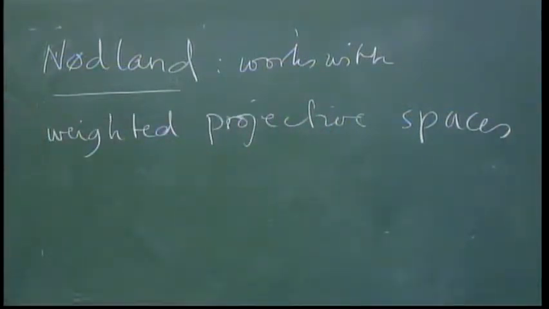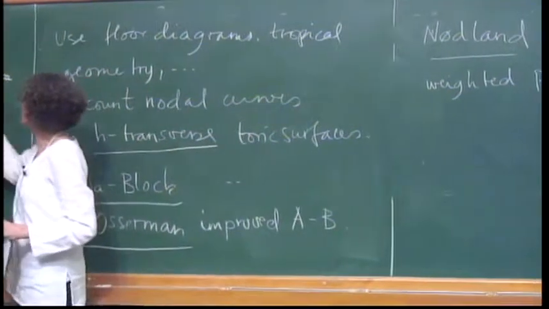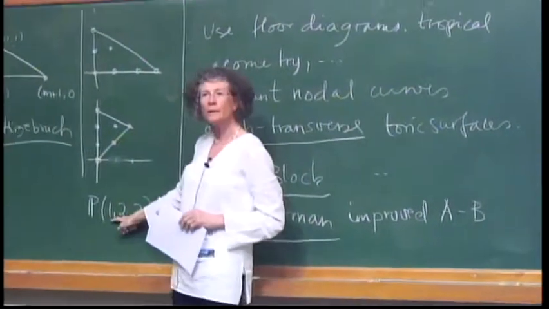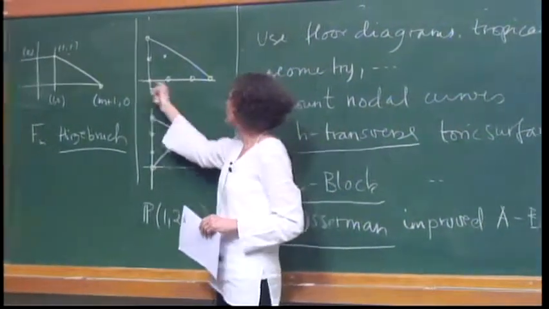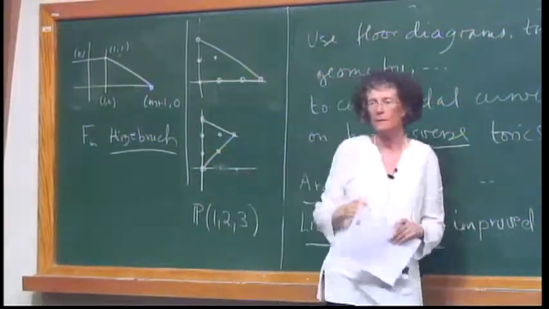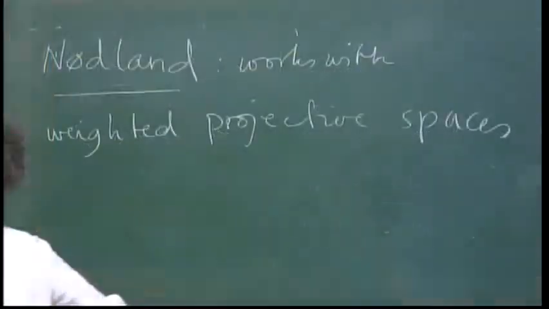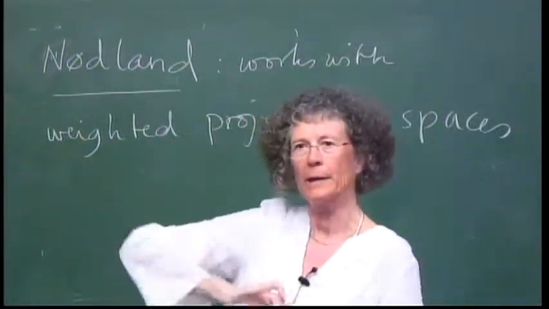And I already gave you one weighted projective space. If I have a 1 as one of the weights, then I can always represent the polygon in the sort of normal quadrant here in the plane.